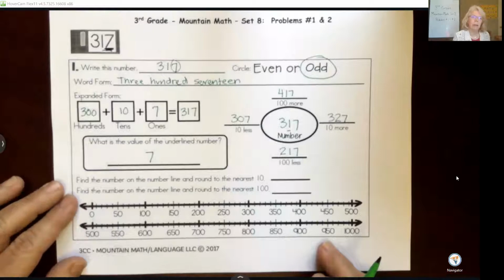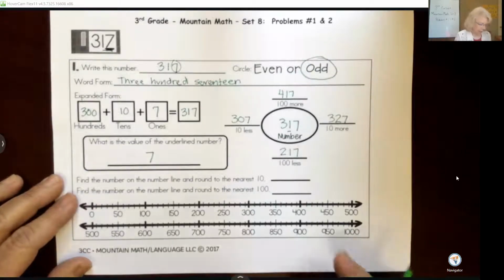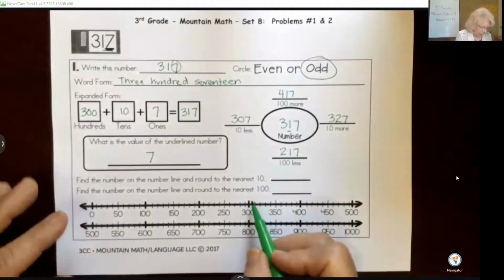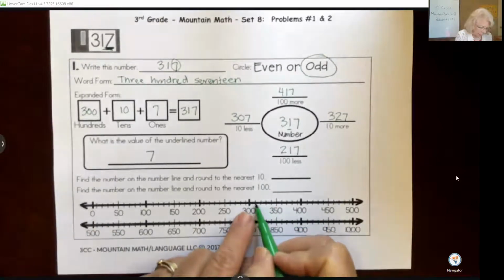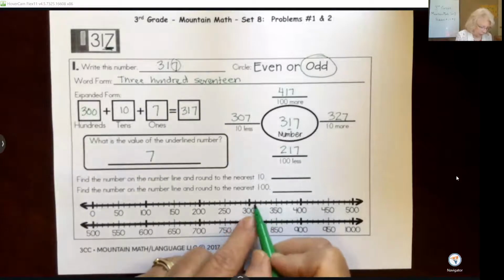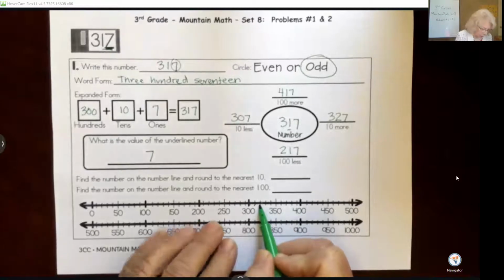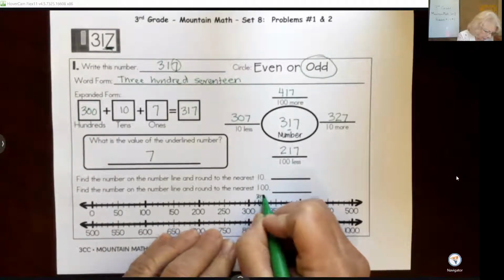All right, moving on. Find the number on the number line and round to the nearest 10. So we need to find 317 on this number line, and we've learned from before that the intervals between the marks are 10, so this would be 310, 320, and we want to be just a little bit short of 320, so we're going to be here at 317.